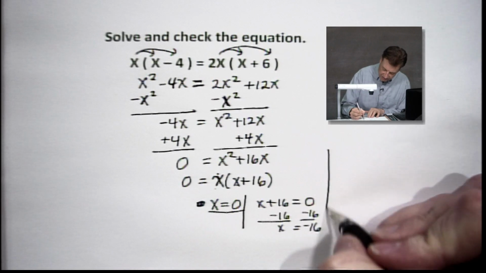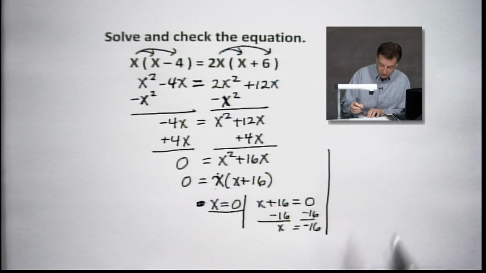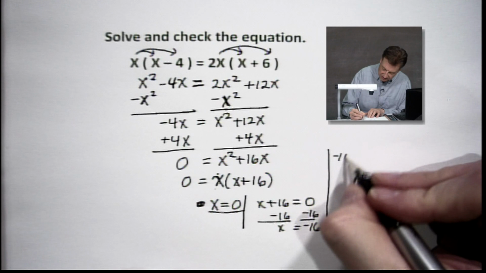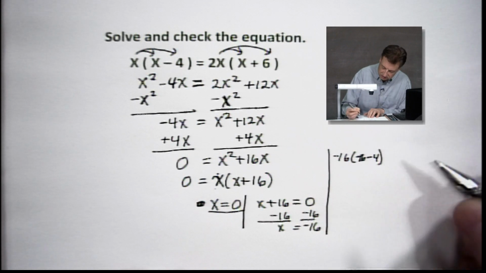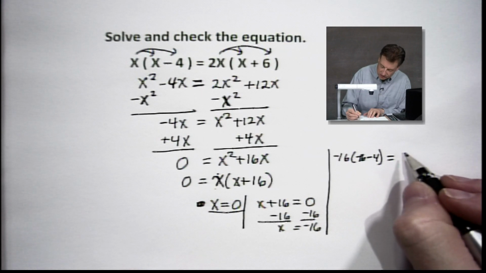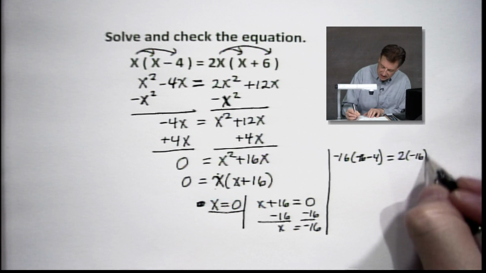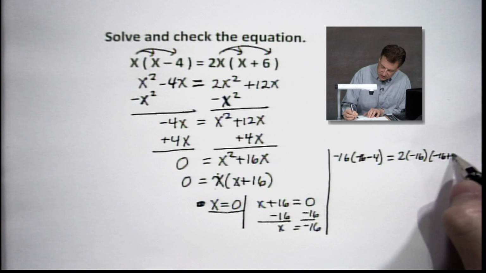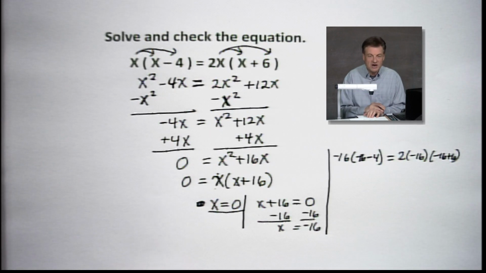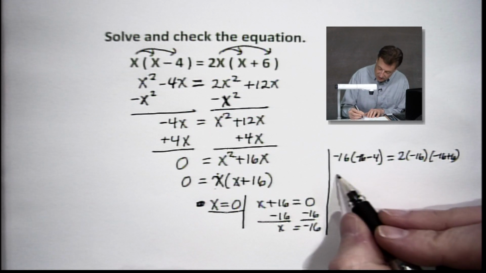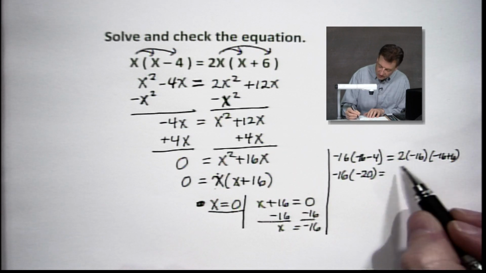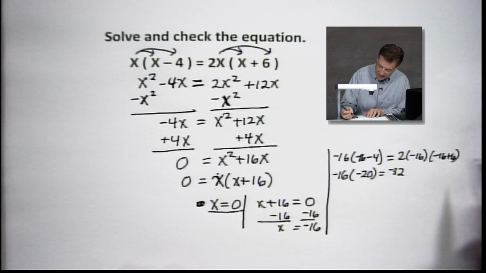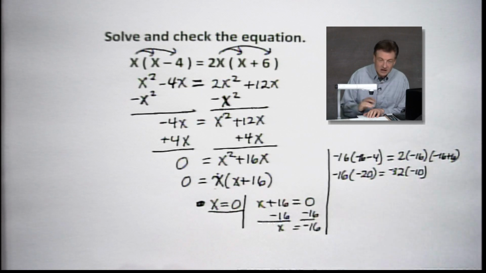Well, let's find out. Let's put it right over here. We're going to take negative 16 times negative 16 minus 4 equaling 2 times negative 16 times negative 16 plus 6. Wow, that one went crazy, all right? Well, let's see what happens. We got a negative 16 times negative 20. We're going to bring it in with a negative 32, and that's going to give us a negative 10. We're going to check, make sure these things work, all right?